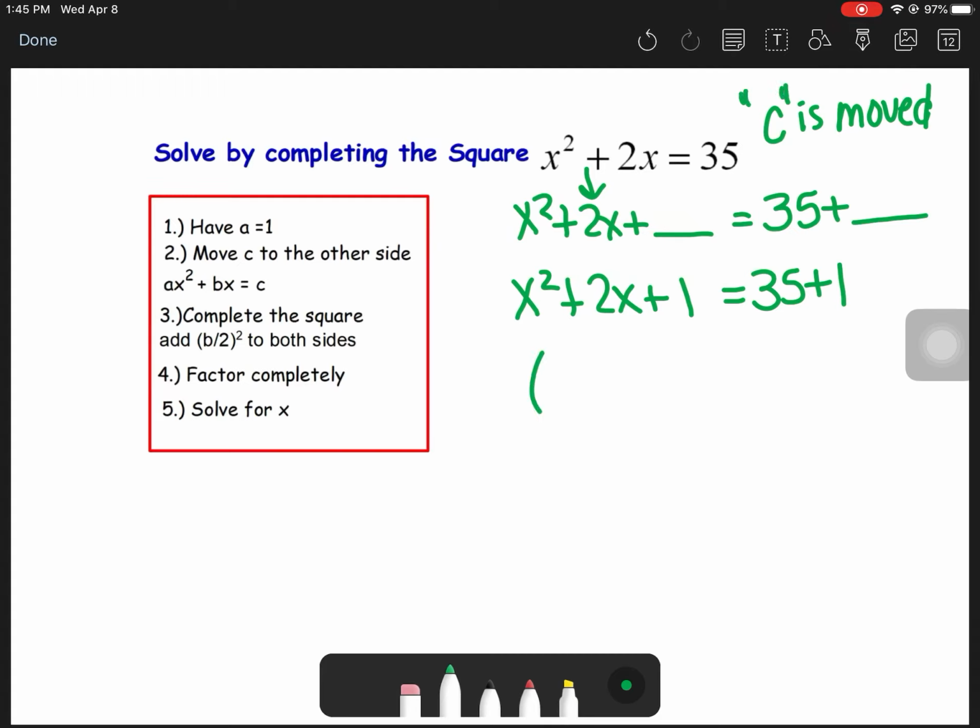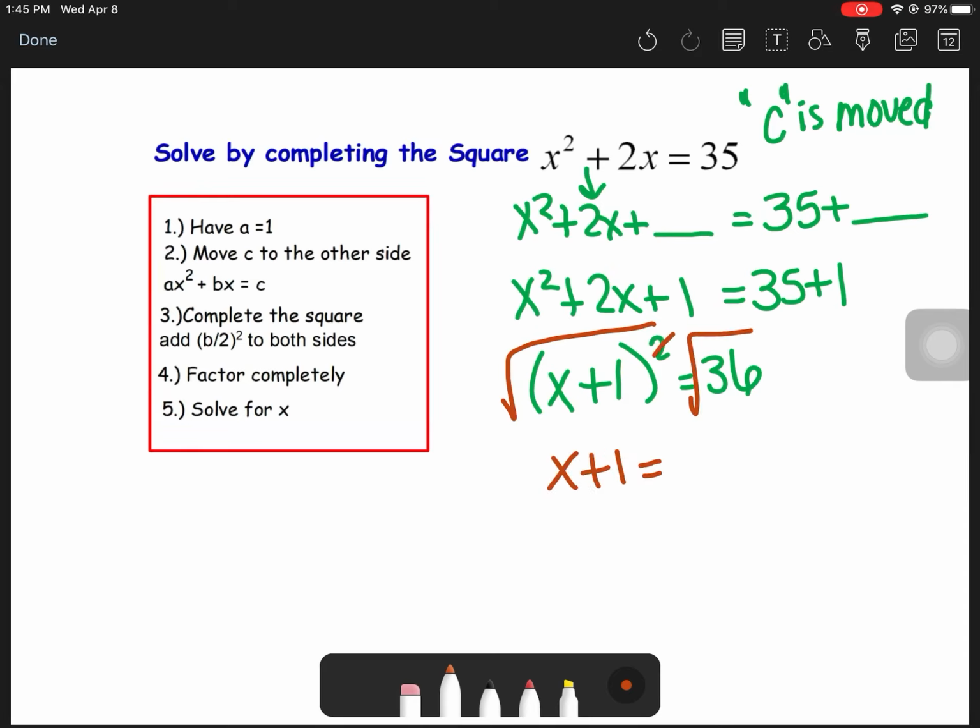When we factor, we divide the b by 2. And remember that that would be squared. There would be 2 of them, and we're going to combine like terms. Now we're going to take the square root of both sides. Remember, a square and a square root cancel. Don't forget your plus or minus, and the square root of 36 is 6. So to finish the problem, we're going to subtract 1 from both sides.